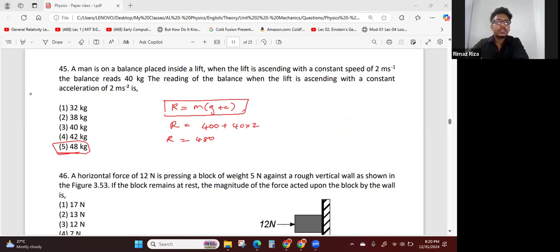Okay. So by now you should know if it's moving with constant acceleration upward, this is the equation. If it's decelerating upward, then R equals mg minus a. And if accelerating vertically downward, R equals mg minus a. These things you should be able to state.